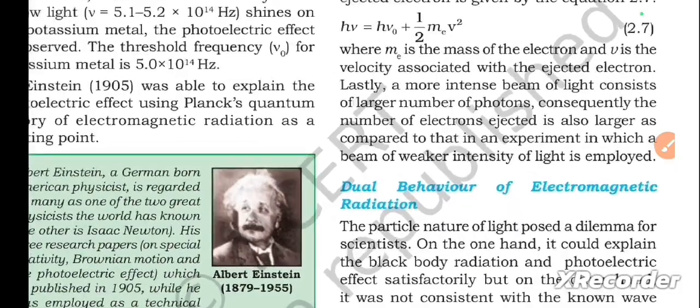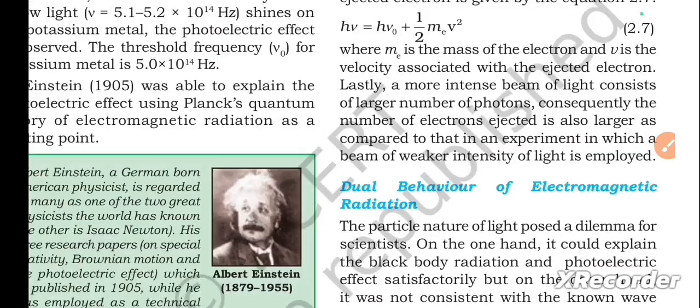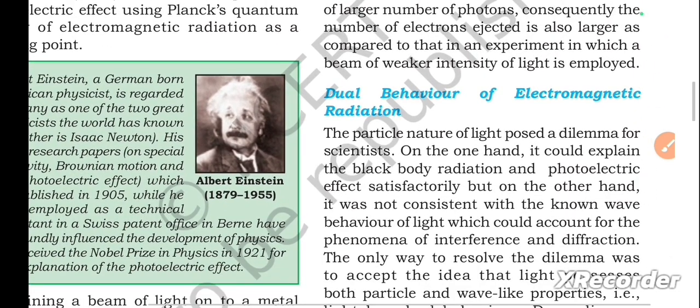Lastly, a more intense beam of light consists of a larger number of photons. Consequently, the number of electrons ejected is also larger as compared to that in an experiment in which a beam of weaker intensity of light is employed.